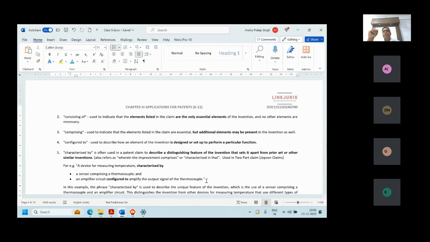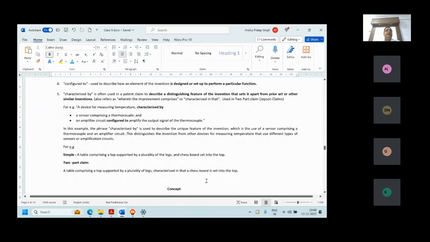So the words characterized by, or wherein the improvement comprises, or characterized in that, can all be used. For example, suppose you have a single claim for an invention where there is a table and on the top of that there is a chessboard. The chessboard is fixed, so it acts as a table as well as a chessboard where you can play chess. You can directly say: a table comprising a top supported by a plurality of legs and a chessboard set on the top of it.